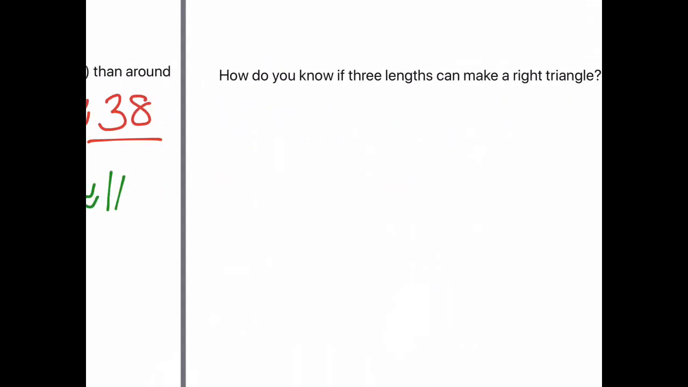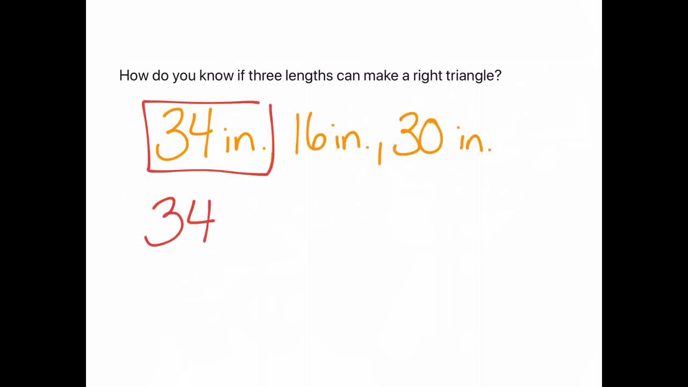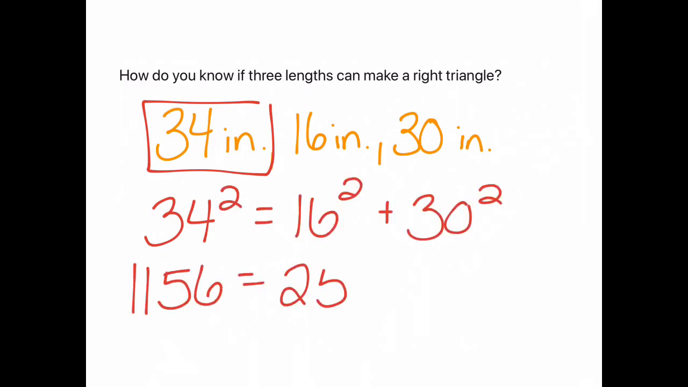Our next question wants to know, how do you know if 3 lengths can make a right triangle? So in the quiz, they're going to give you a bunch of 3 lengths, but what you need to do is put them into the Pythagorean theorem and see if it makes it true. So here's one that they give you, 34 inches, 16 inches, and 30 inches. Remember that your hypotenuse is always the largest, so your hypotenuse squared will always equal your 2 legs squared and added together. And in this case, 1156 does equal 1156, so these would make a right triangle.